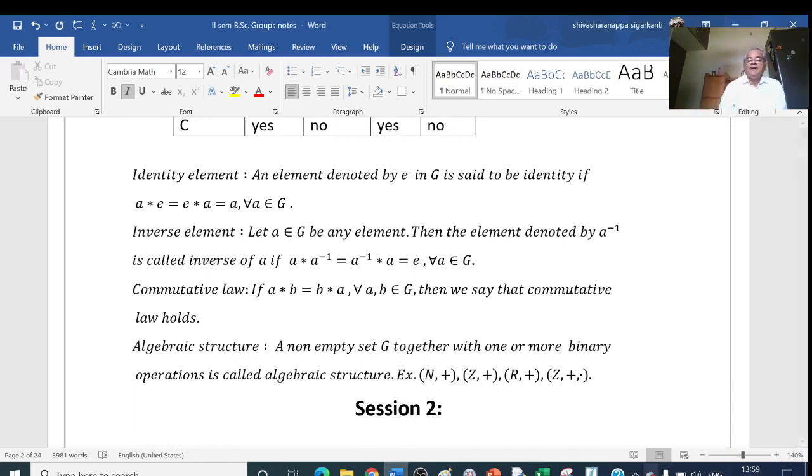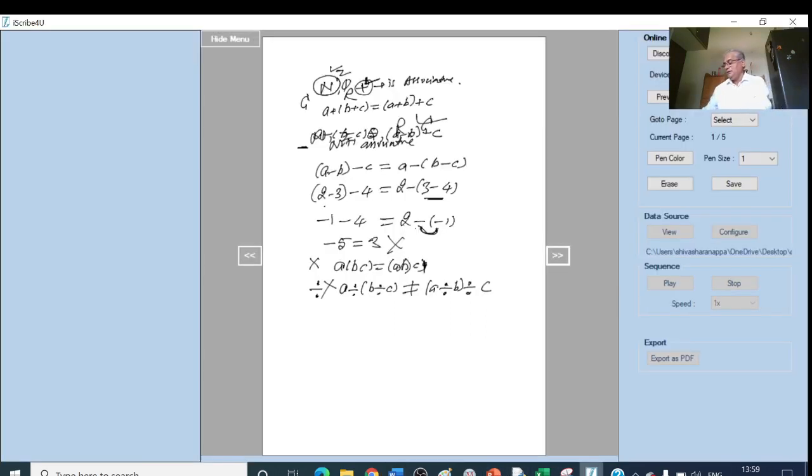Next we go for defining the identity element. An element denoted by E in G is said to be the identity if this is satisfied: A star E equals E star A equals A. This is true for all A belonging to G. And here we go to an example.